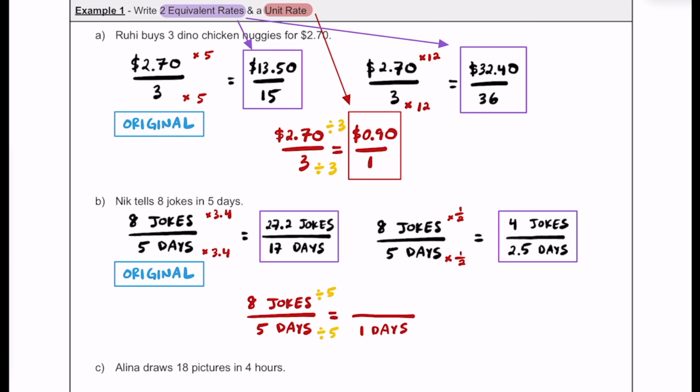So 5 goes into 8 one time with 3 left over. So we can say it's going to be 1 3/5 jokes, all right? So that's how many he would be able to tell technically in 1 day.